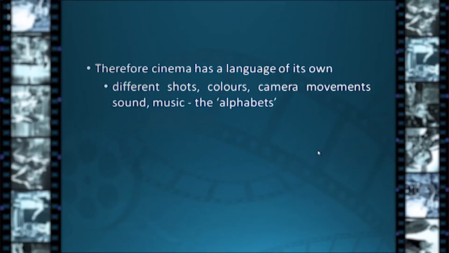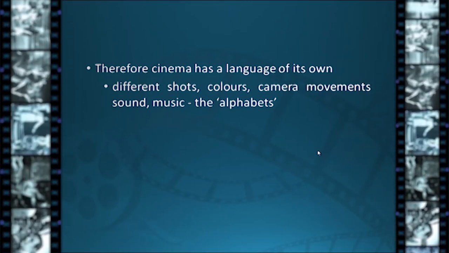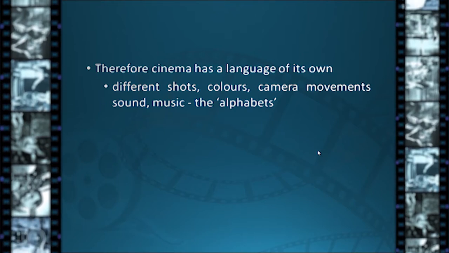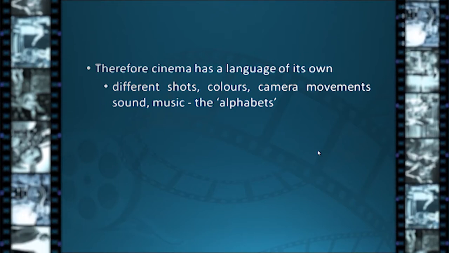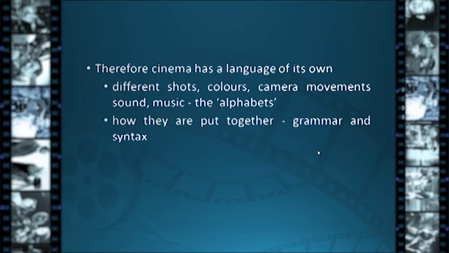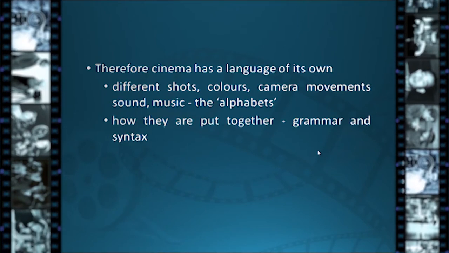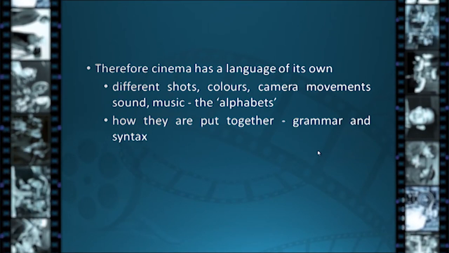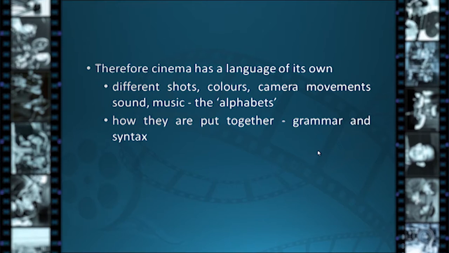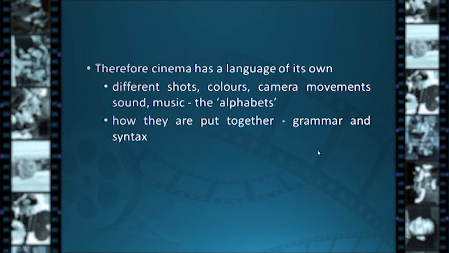So, as I said, cinema does have a language of its own. All the different shots, the colors, the camera movements, the kind of sound that is used, the music, all of these can be said to be the alphabets of cinema. And how is it that these various elements are put together? The guidelines that govern the use of these elements to tell a story can be said to be the grammar or the syntax of cinema.